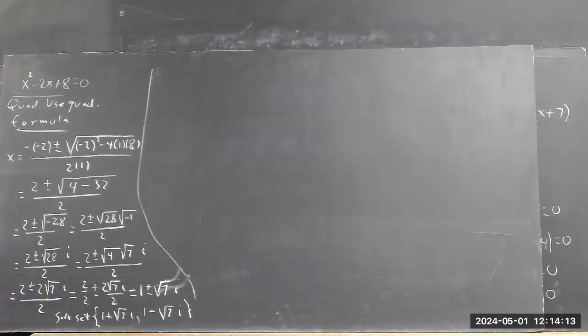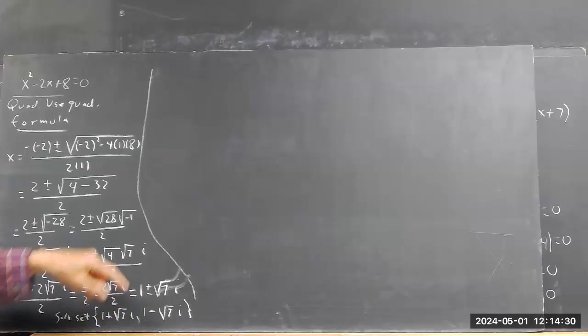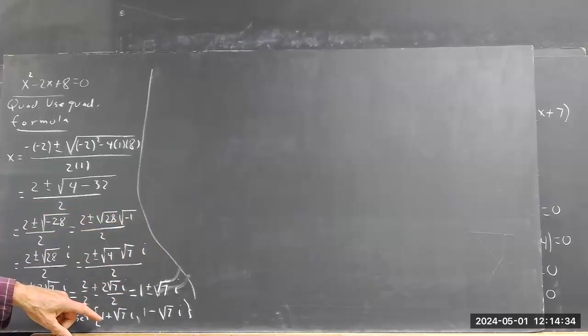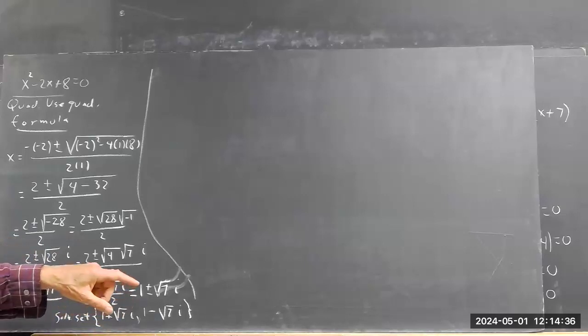And now we can divide both these terms by 2. 2 divided by 2 gives you 1. 2 square root of 7i over 2, the 2 into this 2 gives you 1. You just end up with 1 plus or minus the square root of 7i. Solution set: 1 plus the square root of 7i, 1 minus the square root of 7i.